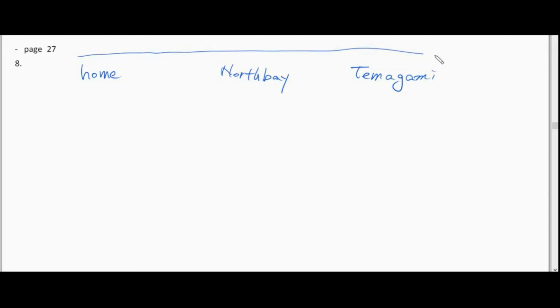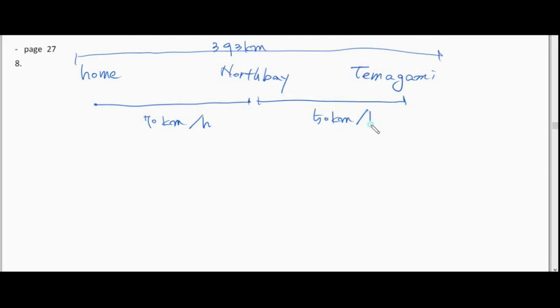Let's just draw a simple diagram for this. So Arthur departs from his home. This is Ottawa right here. And then this is North Bay right here. And the destination is Temagami. Right here, it gave us a few things. First, the whole distance from home to Temagami was 393 kilometers. And then, from home to North Bay, he drives at 70 kilometers per hour. And from North Bay to Temagami, he drove at a speed of 50 kilometers per hour. Like this, it took 6 hours for the whole drive.